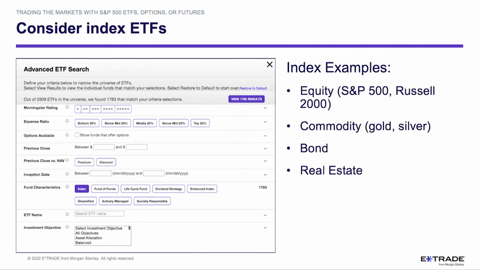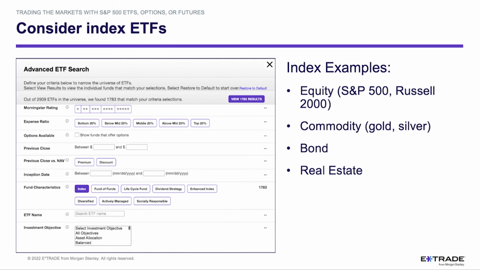And finally, as we begin to wrap up this introduction to trading the market with index ETFs, I want to make sure that we point out the ETF Search Tool that we have available to you at etrade.com. When you go to the ETF screener or the ETF Search Tool, there are a number of different things that you could search by. There are nearly 3,000 ETFs in the total universe, and you could search by a variety of different parameters. You'll notice here on the illustration, one of the things that you could search for is the fund characteristics. There are index, a fund of funds, life cycle funds, etc.